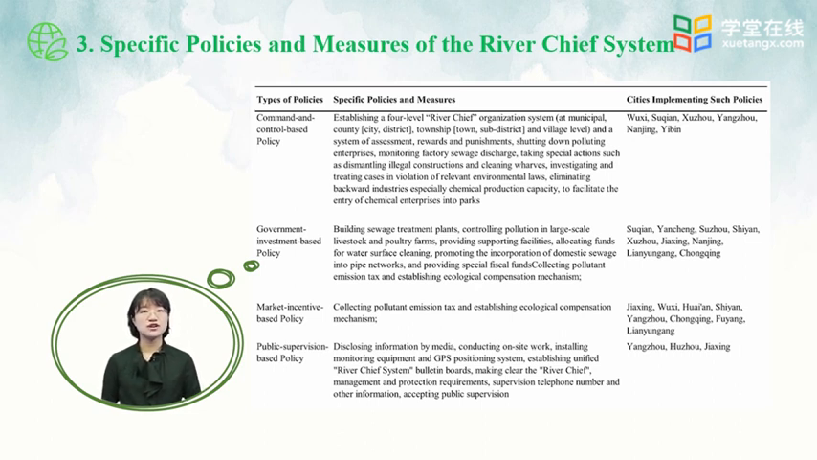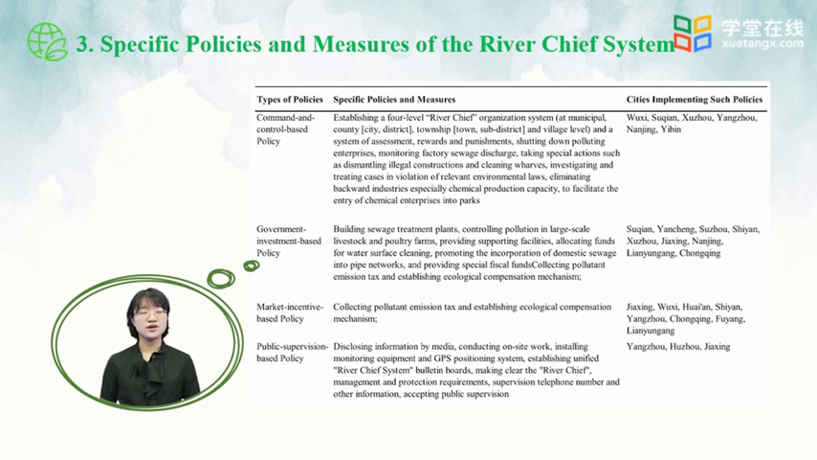Measures are as follows. According to the contents we have learned in this chapter, we divide the river chief policies into command and control policy, market incentive policy, and public supervision policy. The river chief policy is a government-led policy, so we exclude voluntary lease policy and add government investment policy. Specifically, each type of policy contains various specific means.